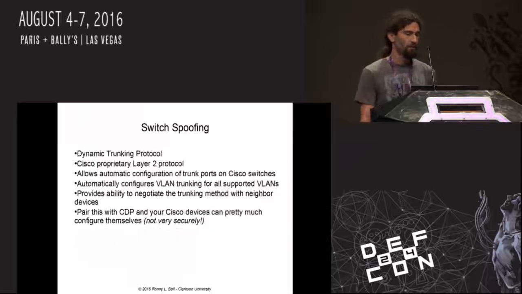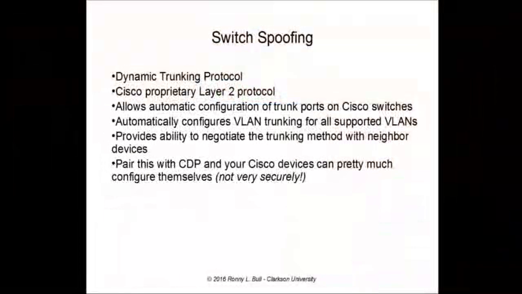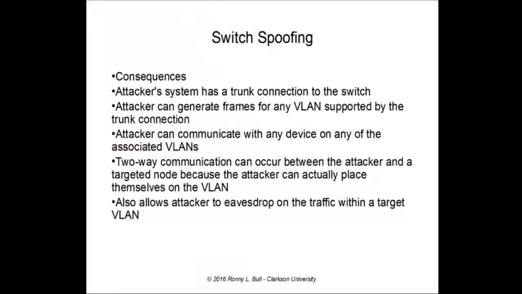Okay, so again, this is just another Cisco proprietary layer 2 protocol, allowing you to do that automatic configuration of trunking connections between two switches. Pair this with CDP and you pretty much have an automatically configured network. Some of the consequences of this: basically, the attacker can have a full trunk connection to the switch. They can make themselves into a trunk, spoof themselves as a switch, which allows them to have two-way communication on that VLAN. They place themselves directly on that VLAN, allowing them to eavesdrop on the traffic and send messages to and from systems on that VLAN.